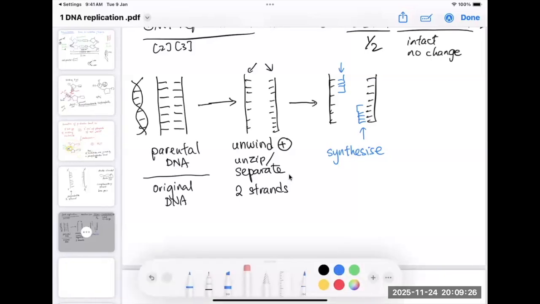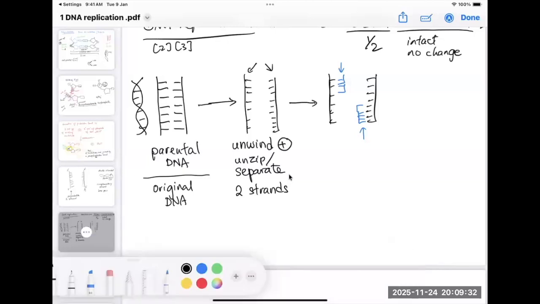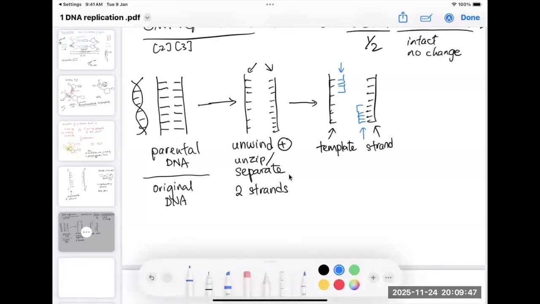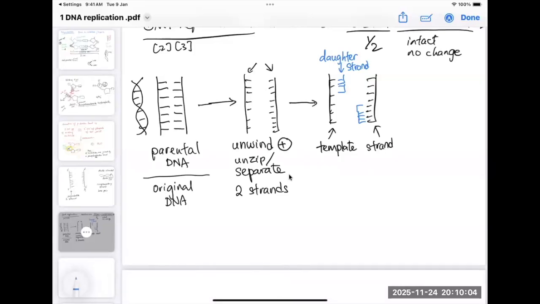Okay, before that, I will say the template first, right? So the black one, what do I call this? This is the template strand, right? Then the new one is called the daughter strand. So that means you have in mind first all these words. Then after that, how do I formulate the sentence?